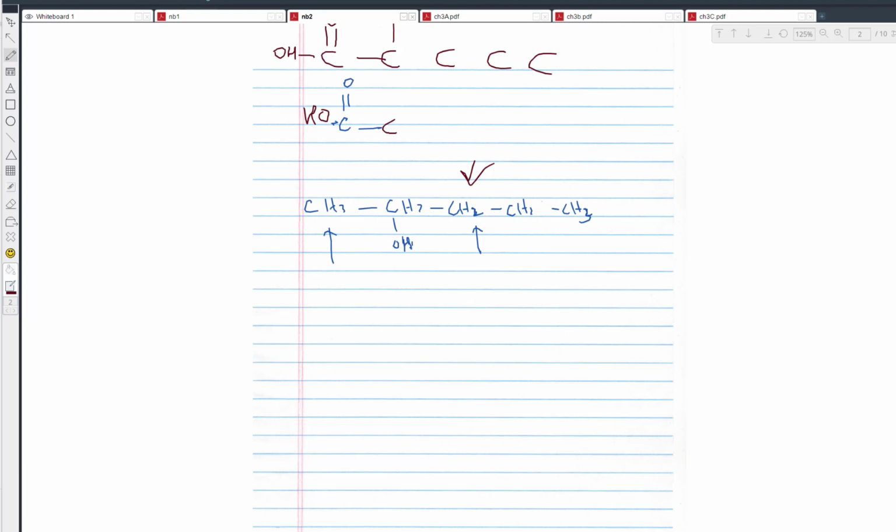3.31. It says each of the following conversions requires more than one step, and some reactions studied in previous chapters may be needed. Show the reagents you would use and draw structural formulas.